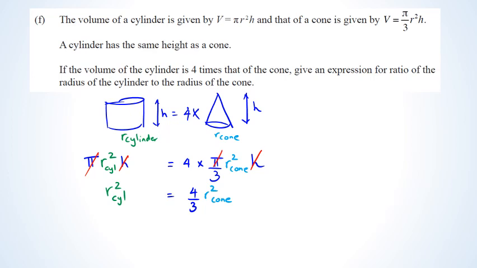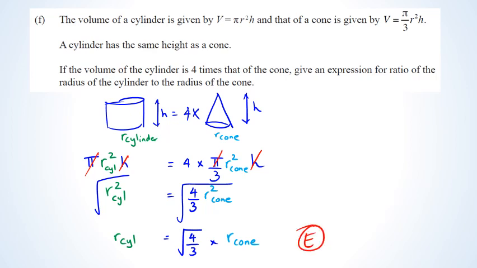Now they're asking you to find the ratio of the radius of the cylinder to the radius of the cone. So that means I need to square root both sides. And when I square root it, on my left hand side, I'm just going to get the radius of the cylinder equals square root of 4 over 3 multiplied by the radius of the cone. And that's all you need to do for this question, folks. So looking at an excellence there.